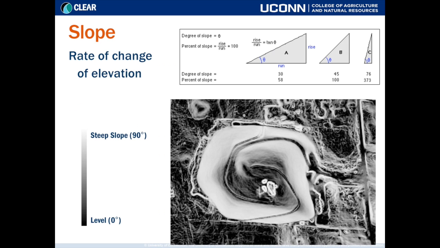Okay, the slope map shows the rate of change of elevation. So the closer to white, or the closer to 90 degrees, the steeper the slope, and the darker the color, the flatter the area. So that's pretty straightforward.